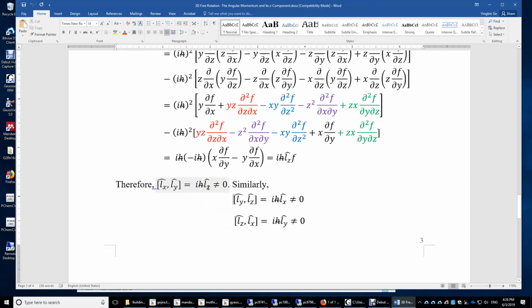And it's non-zero. That means we cannot determine Lx and Ly simultaneously and exactly. Similarly, we have the Ly, Lz commutator to be iħ times Lx, and the commutator of Lz and Lx to be iħ times Ly. That means if you pick any two out of the 3 angular momentum operators in the x, y, and z directions, they do not commute, and they cannot be determined simultaneously. So if you know the angular momentum in the z direction, you won't be able to get the angular momentum in the x or y direction.